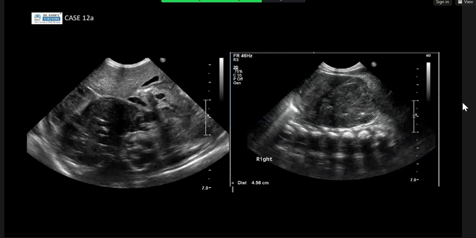Yeah. These are the longitudinal and transverse images of a 7-day-old child showing evidence of an ill-defined hypoechoic lesion in the paravertebral region on the right side. It is abutting the spine. However, there is no evidence of erosion of the bone. Okay, I'm going to show you the MR.